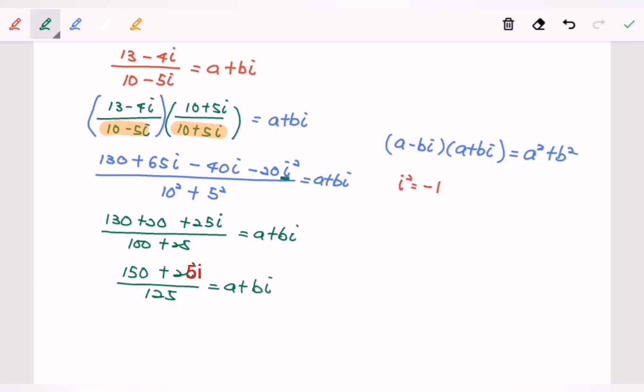So finally, we will have 150 over 125, which is equals to a, plus 25i over 125, which is equals to bi. So finally, a + bi will be equals to 150 over 125, which is 6 over 5, plus 25i over 125, which is i over 5.